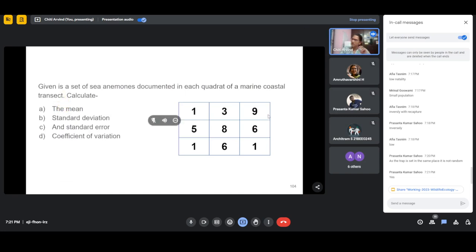Okay, again a little bit of calculations. Given this is a transect, I have put a square transect grid on a marine coastal area, and these are the number of individuals that I count in the sub-quadrats of this large quadrat. I know it doesn't look like a square, but let's say it's a rectangular quadrat divided into 9 subpopulations. Can you calculate the mean, standard deviation, standard error and coefficient of variation? You can again take a couple of minutes to do this.